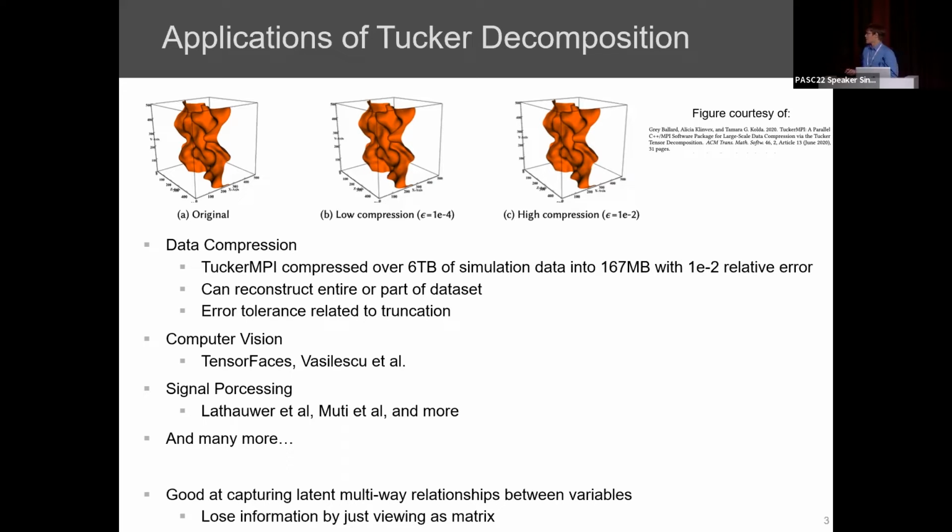It's also worth noting that the error tolerance is related to truncation, which we will cover later in the talk. However, Tucker has several other applications in computer vision, signal processing, and many more. And generally, it's good at capturing latent multi-way relationships between variables. Much of this information we would lose if we just viewed the data as a matrix, which is what previous approaches did. So now let's quickly go over how we might go about computing Tucker.